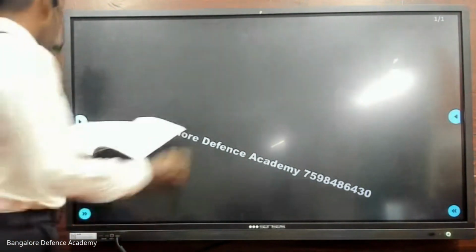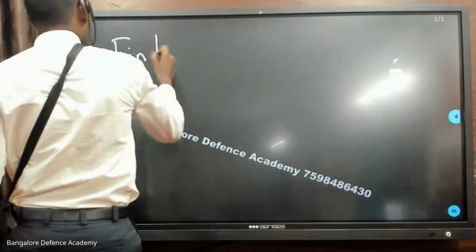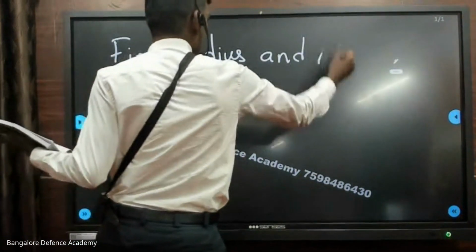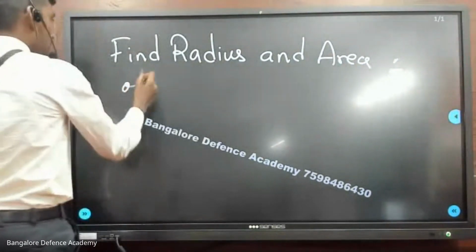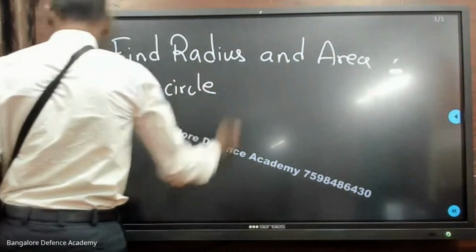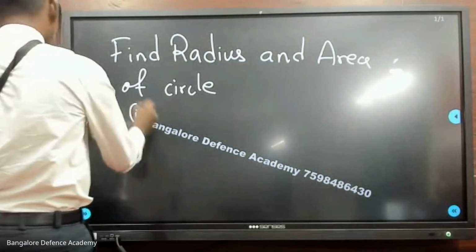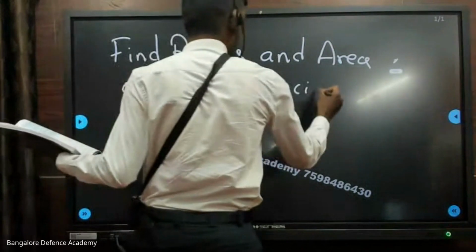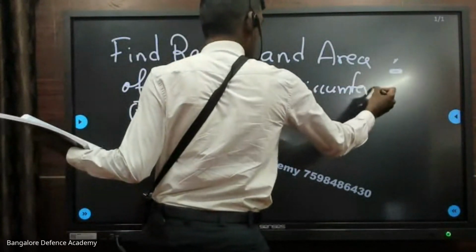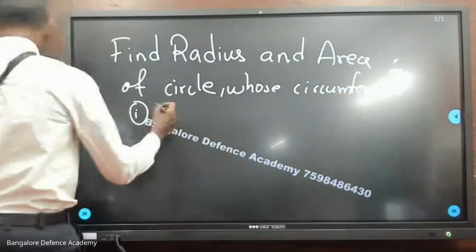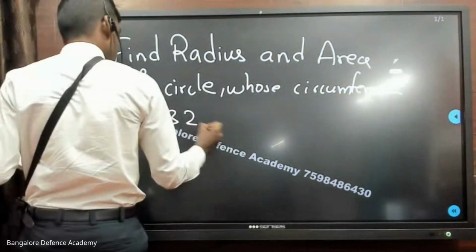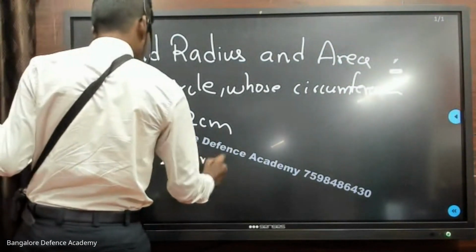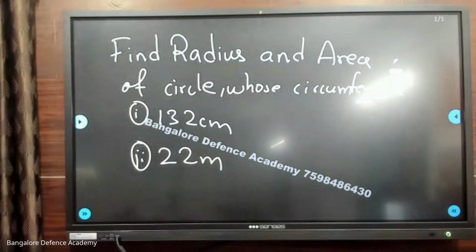Find the radius and area of circle whose circumference is 132 centimeter and the second one is 22 meter. Find it out.